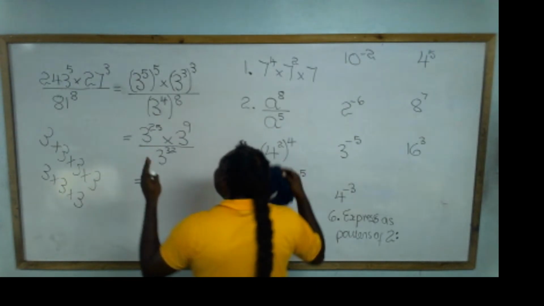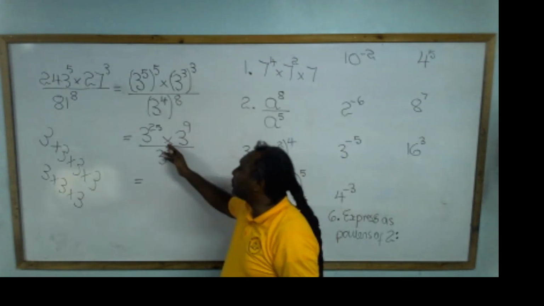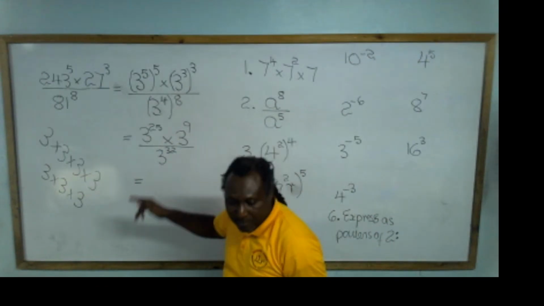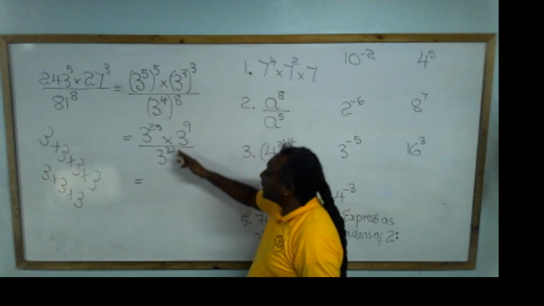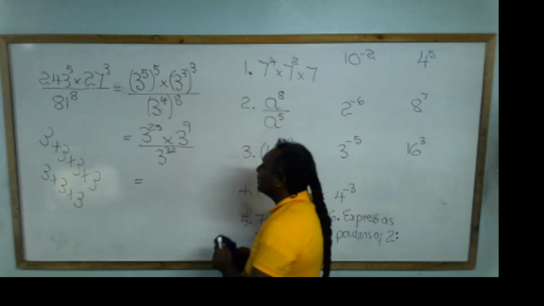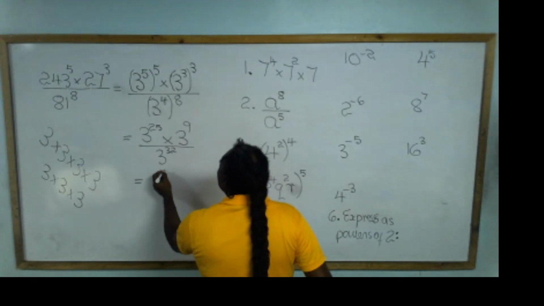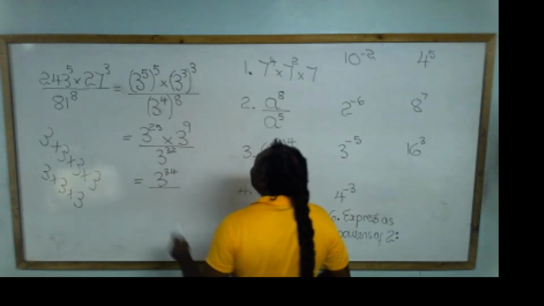Then there's another rule, different from that, that says when we multiply numbers with the same base, we add the indices. So you multiply these numbers with the same base, you add the indices. So that's going to be what? 3, add these, you're going to get 34. When you are multiplying numbers with the same base, you add the indices.